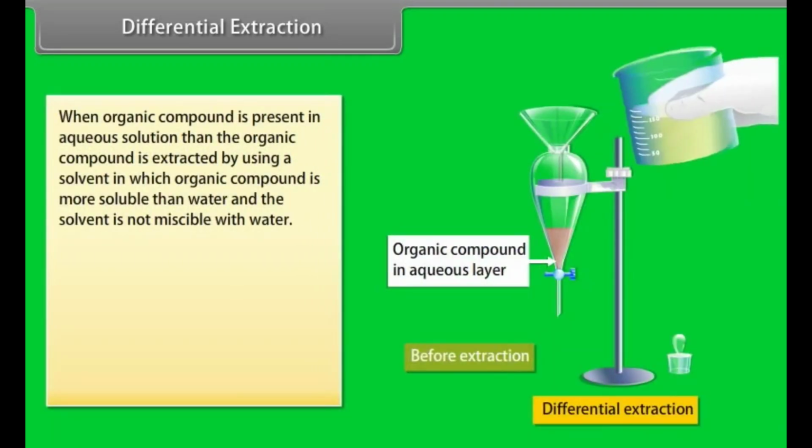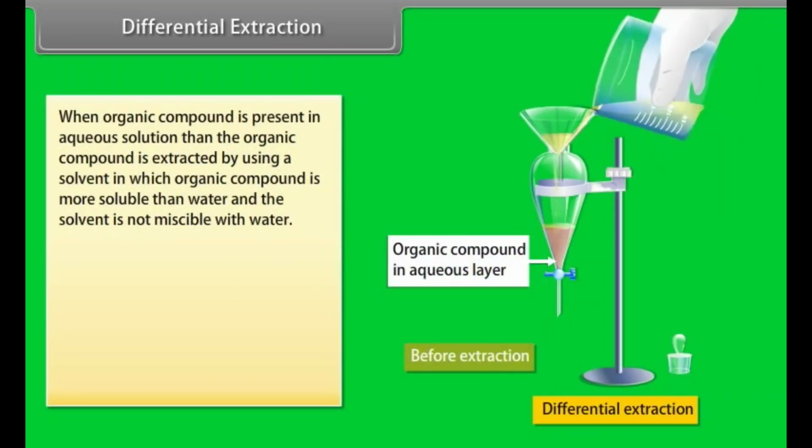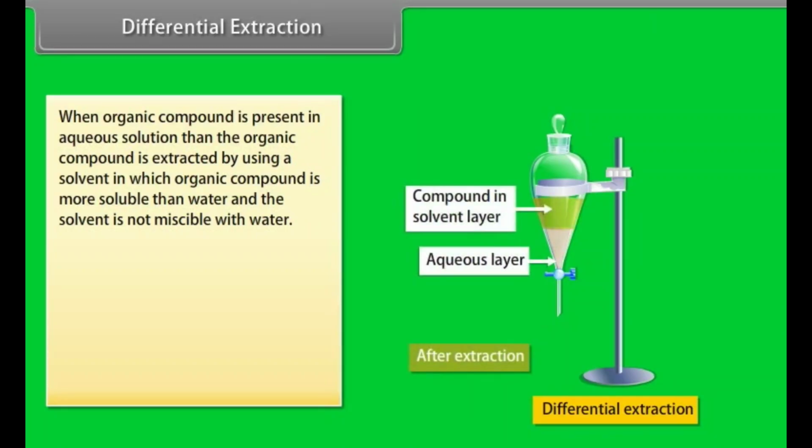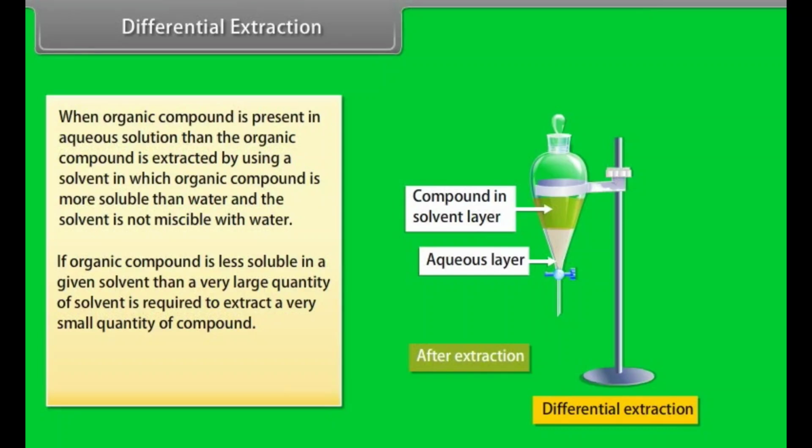Differential extraction. When organic compound is present in aqueous solution, then the organic compound is extracted by using a solvent in which organic compound is more soluble than water and the solvent is not miscible with water. If the organic compound is less soluble in a given solvent, then a very large quantity of solvent is required to extract a very small quantity of the compound. This technique is known as continuous extraction.